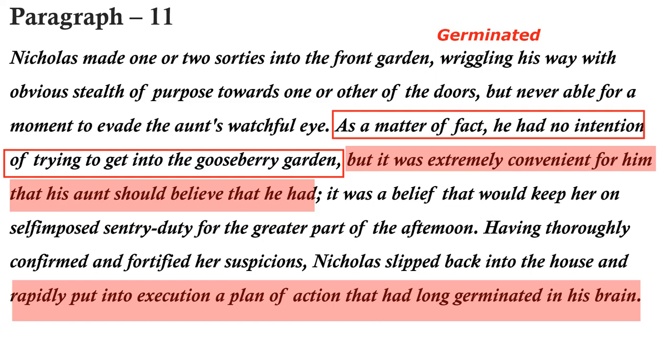So, aunt failed. Aunt's planning, aunt's execution plan failed. H.H. Munro is comparing aunt's character and Nicholas's character.